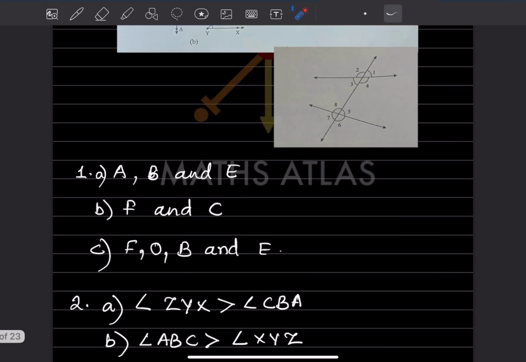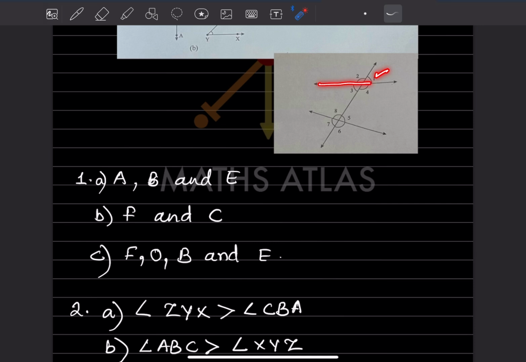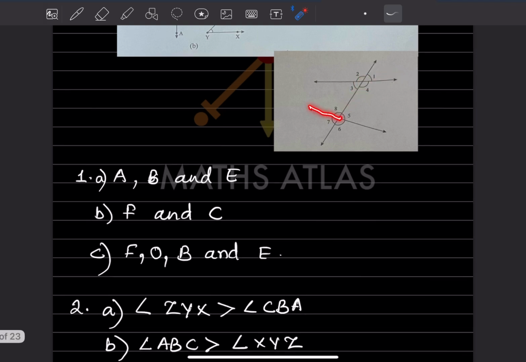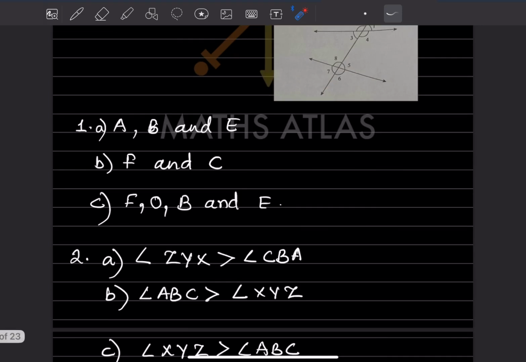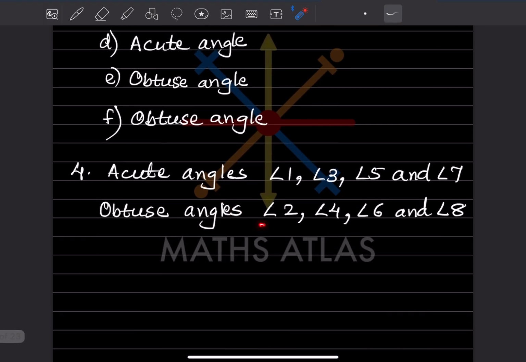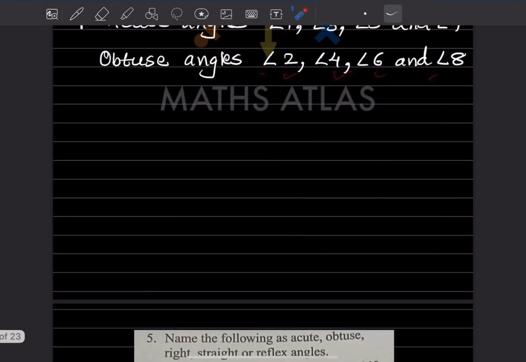Can you see here? This is 1. Again, this angle you can see is 3. Then again, this angle and this one you can see are less than 90. And this side is going to be obtuse. Again, this side is obtuse. Again, this one is obtuse. And this one, 6, is also going to be obtuse. So the obtuse angles are 2, 4, 6, and 8.